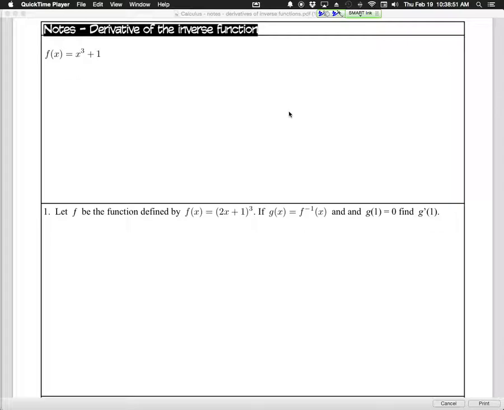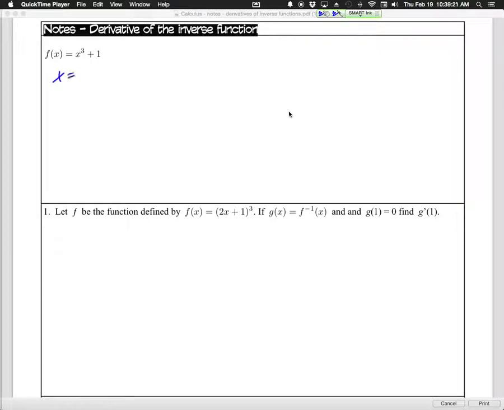So we need to remember we've got this function f of x equals x cubed plus 1. We need to remember how to find the inverse of a function. So what do we do to find the inverse of a function? Flip it. What do you mean flip it? You put f and then -1. Switch x and y. Good job.